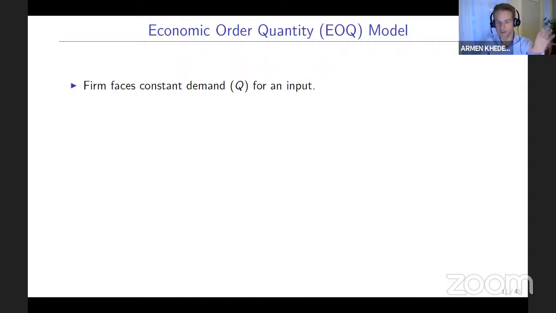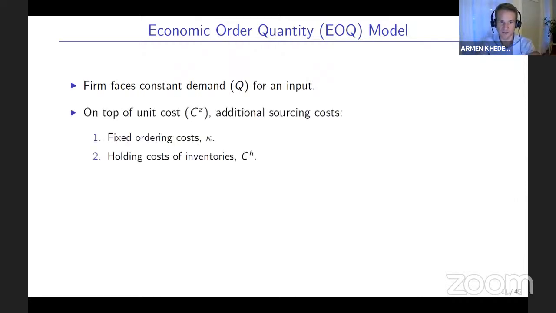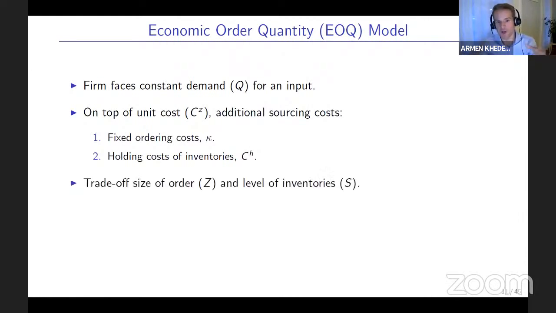So for simplicity, the model takes demand for an input to be constant, and then on top of the unit cost of buying that good, the firm has to pay some additional sourcing costs: every time it orders, it has to pay kappa, and then once it has this good in the warehouse, there are holding costs, c_H. So it's trading off not ordering too often, so that it avoids paying kappa, but at the same time, if it doesn't order sufficiently, it incurs a lot of holding costs.